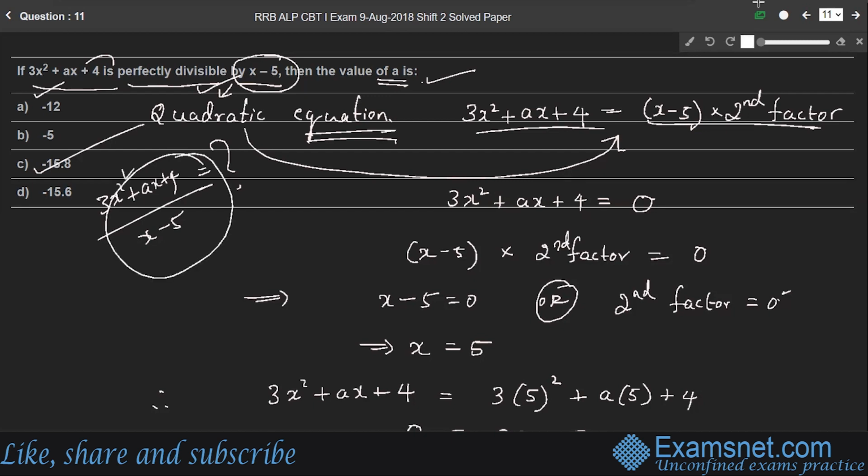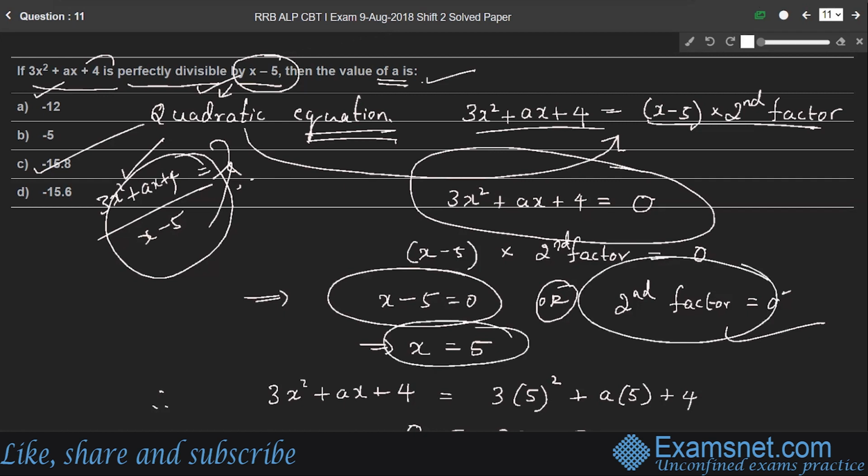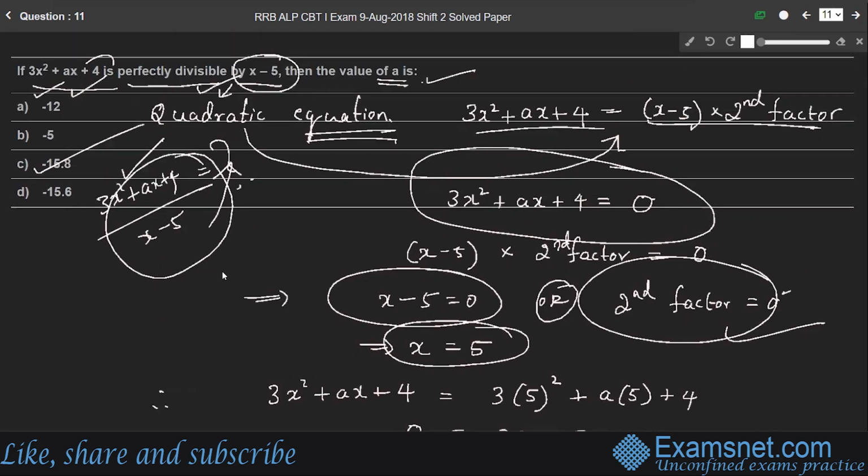Therefore, this quadratic equation can be expressed as a product of x minus 5 and another factor. When the equation can be expressed as a product of two factors, then that equation can be equated to 0. Therefore, the two factors can be equated to 0. This is how we find the value of x. Substitute the value of x in the equation and equate it to 0, and you will get the value of a as minus 15.8. Therefore, option C is the right answer.